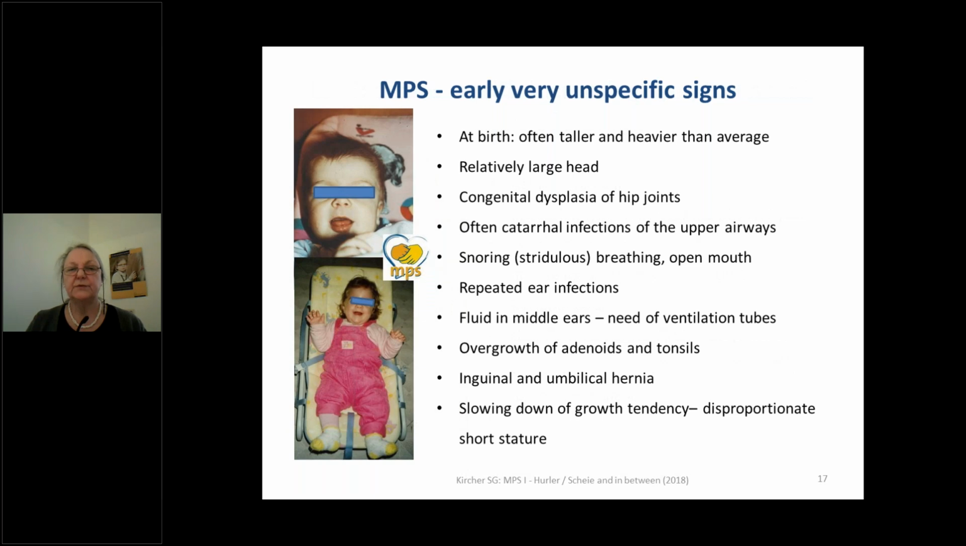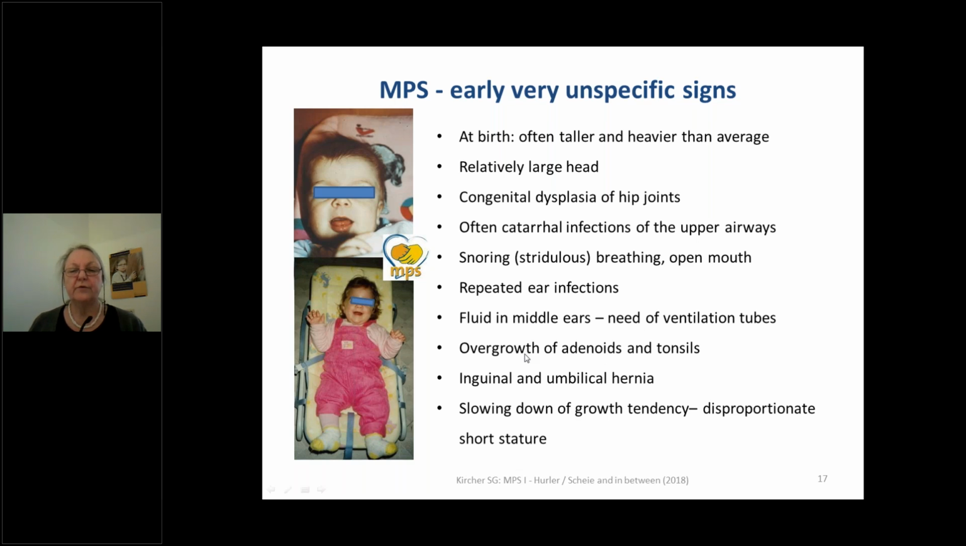And very early you start with very unspecific signs, and this makes the diagnosis so difficult. Sometimes you have babies which are taller and heavier than the average, and they have a relatively large head. Perhaps they have a congenital dysplasia of the hip joints. Often they have infections in the upper airways and a snoring breathing and they breathe with an open mouth, and they have repeated ear infections with fluid in the middle ears, and often they need ventilation tubes. But such signs you have in many other children too.